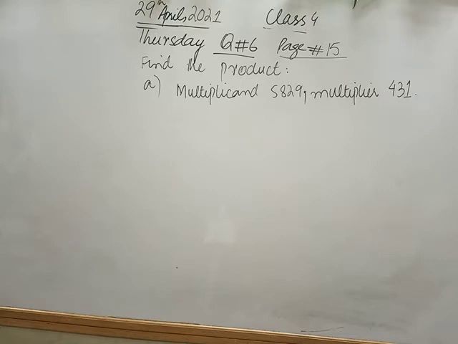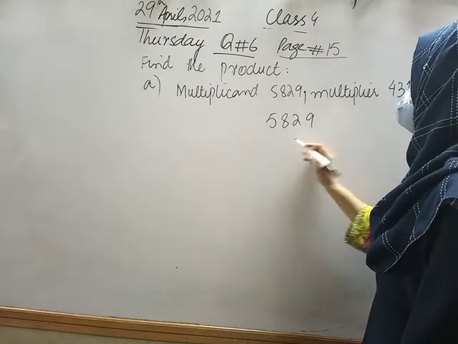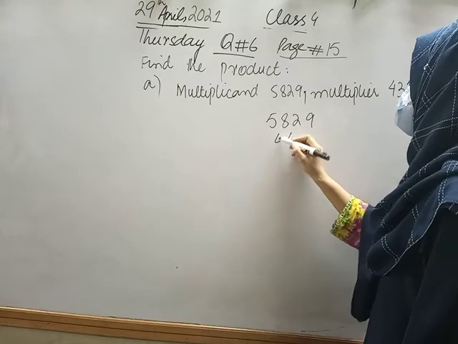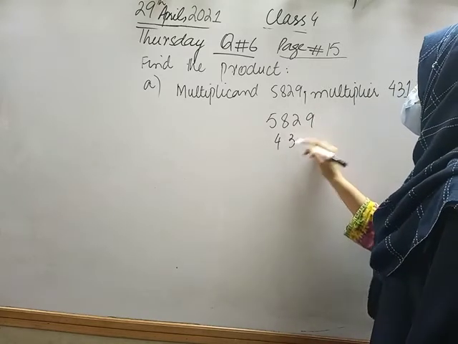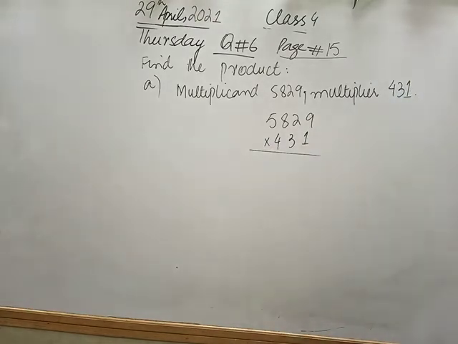Very good. The multiplier is the number or quantity by which the multiplicand is to be multiplied. Okay, so we will write the multiplicand at first and the multiplier at second, which is a 3-digit number. Like this. Fine?